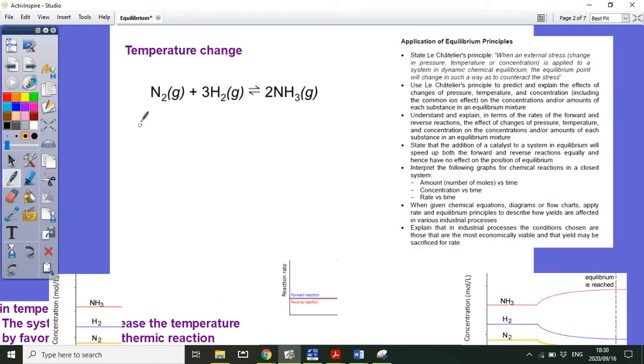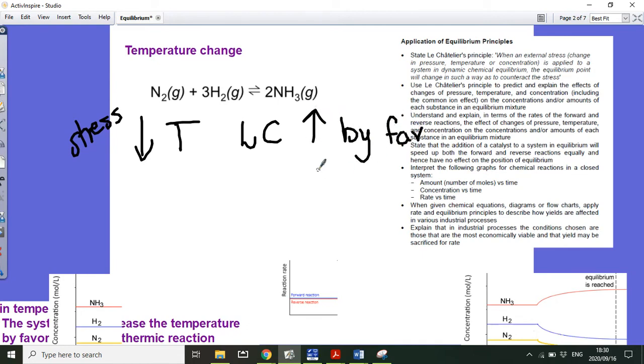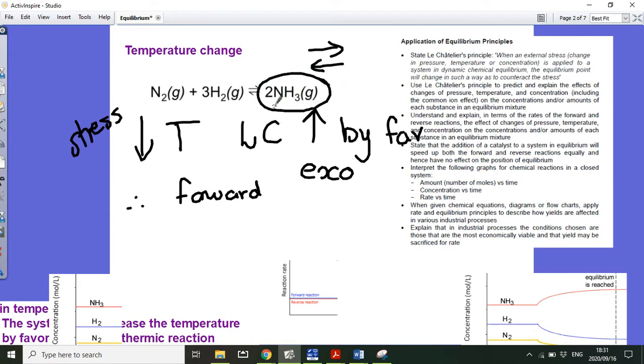So if I've decreased the temperature, so you're going to say again, what was my stress? My stress was a decrease in the temperature. Then, according to Le Chatelier, the reaction will try to increase the temperature by favoring, now you need to think, increase is exo, so by favoring the exothermic reaction. Just say that, don't worry about the reaction. But then we said already, forward is exo, reverse is endo. So then you're going to say, therefore, in this reaction, the forward reaction will be favored. And if the forward reaction is favored, more NH3 will form.